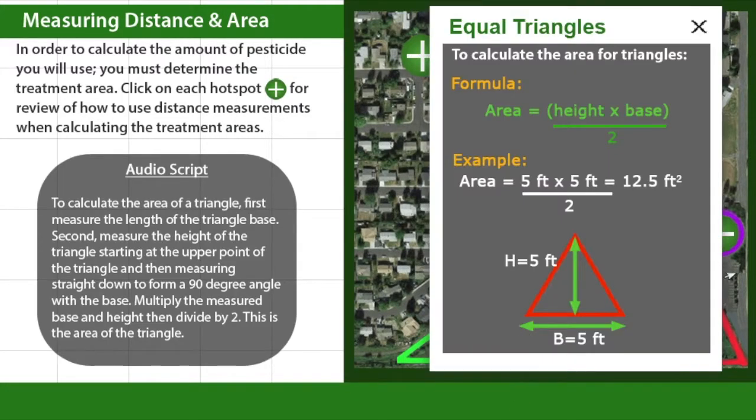To calculate the area of a triangle, first measure the length of the triangle base. Second, measure the height of the triangle, starting at the upper point of the triangle and then measuring straight down to form a 90-degree angle with the base. Multiply the measured base and height, then divide by 2. This is the area of the triangle.